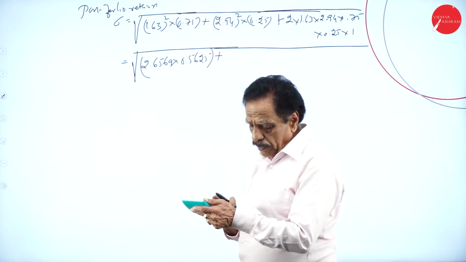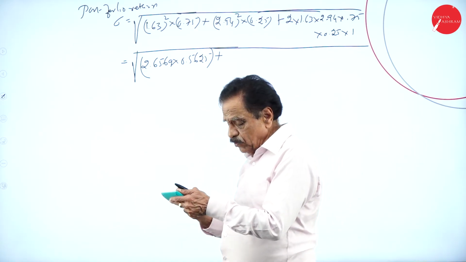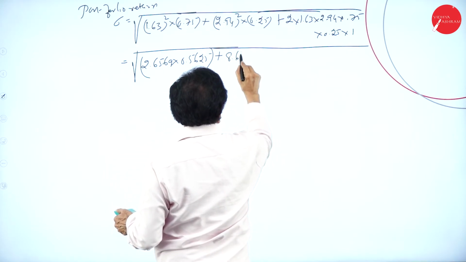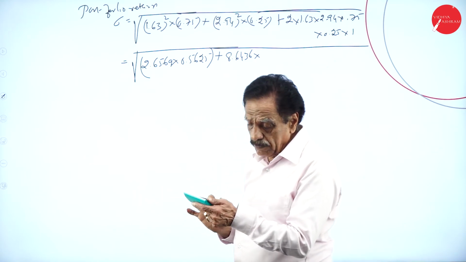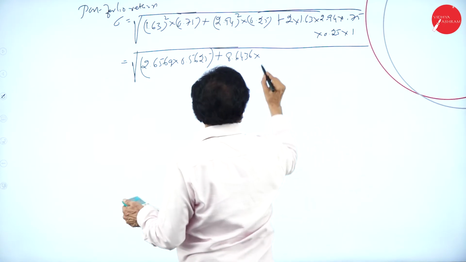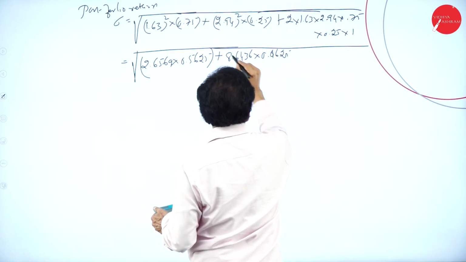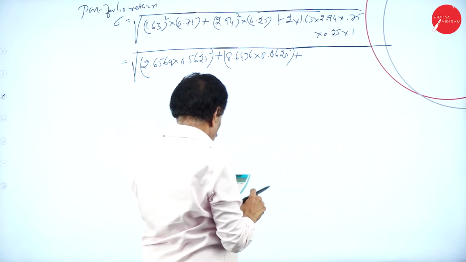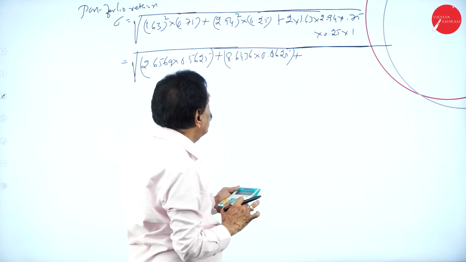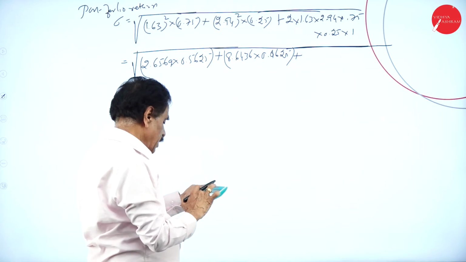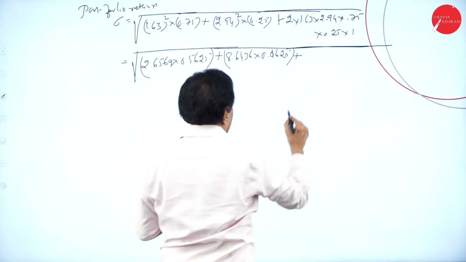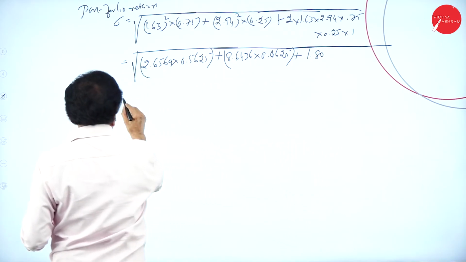Come back, 2.94 into 2.94, 8.6436, into 0.25 into 0.25, 0.0625, plus 2 into 1.63 into 2.94 into 0.75 into 0.25 into 1, 1.797, about 1.80.